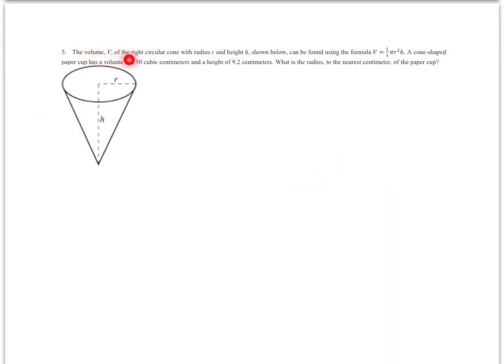The volume V of a right cone with a radius r and a height h, shown below, can be found using this formula: V equals 1/3 pi r squared h. A cone-shaped paper cup has a volume of 150 cubic centimeters and a height of 9.2 centimeters. What is the radius to the nearest centimeter of the paper cup?